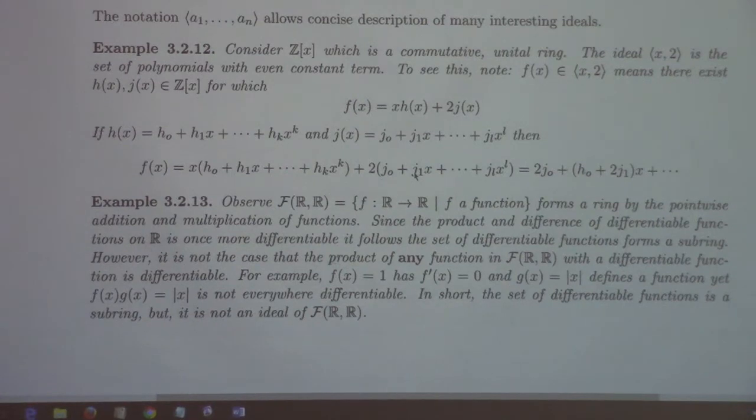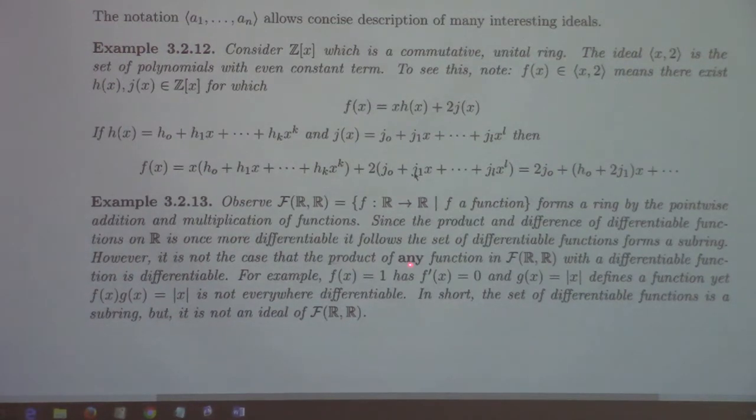Anyway, another example: if you have the ring of functions from the reals to the reals, right? Real-valued functions of a real variable. It's pretty easy to see that gives you a ring by pointwise addition and multiplication, right? The sum of functions is a function. The product of functions is a function. And it satisfies the usual distributivity properties. It's commutative because R is commutative.